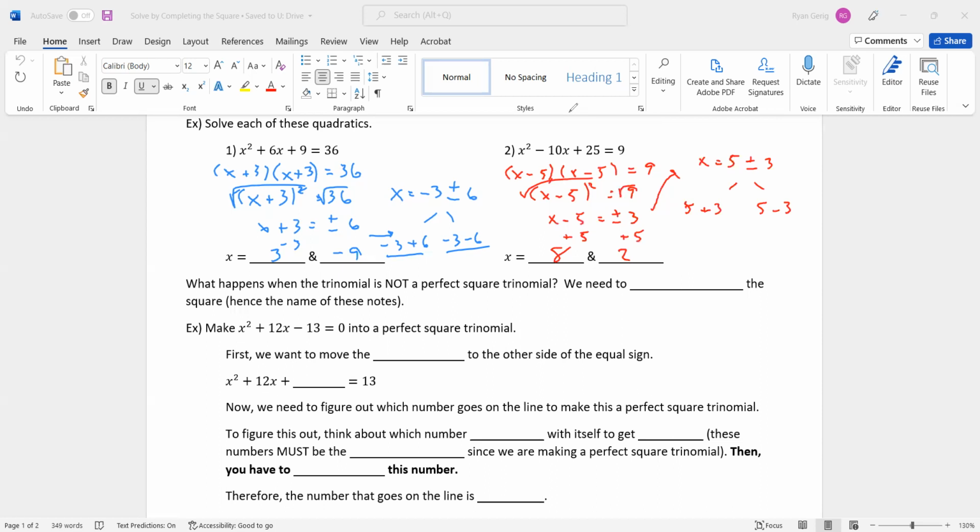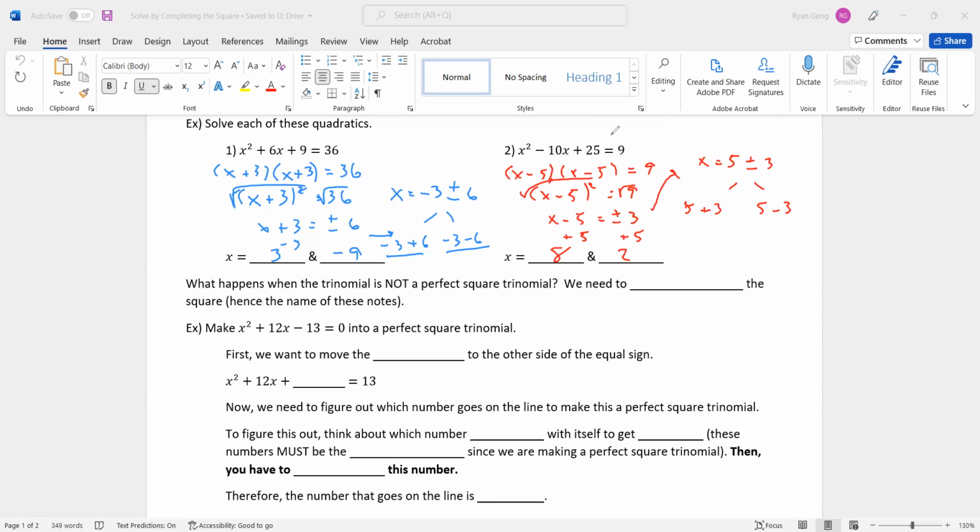5 minus 3 is 2. Okay. And I'm going to leave those there because I'm going to refer back to those in a little bit. Okay. So what happens if, or when, it's going to be more the case, when the trinomial is not a perfect square trinomial? In both 1 and 2, it started with a perfect square trinomial.